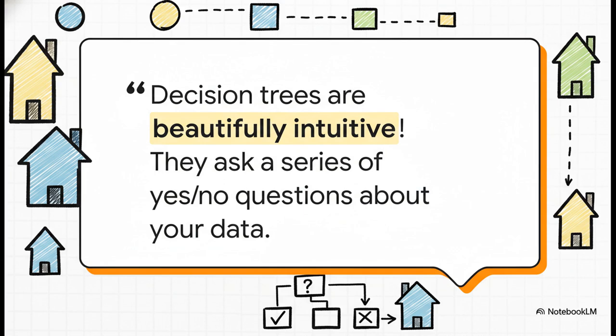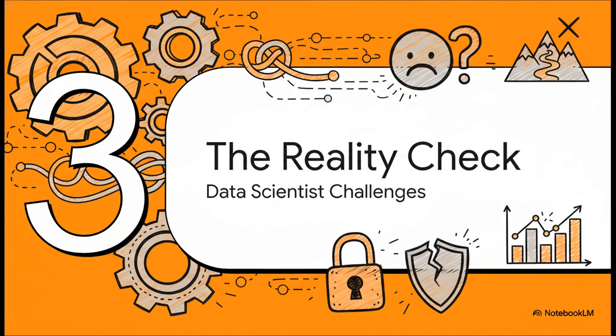It just asks a series of simple yes or no questions to get to the end. For a house price, it might ask, is the house bigger than 2,000 square feet? Yes. Okay. Does it have more than 3 bedrooms? No. All right. Then the predicted price is X. It's just beautifully simple. Okay, but as amazing as all this sounds, it's not magic.